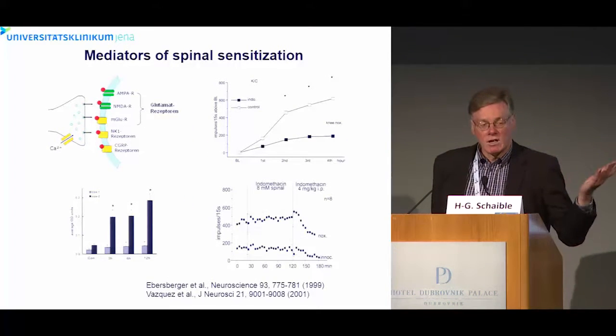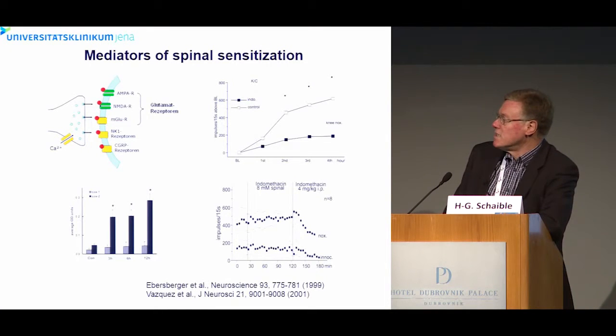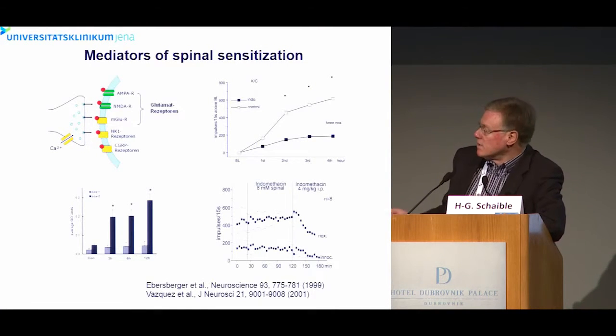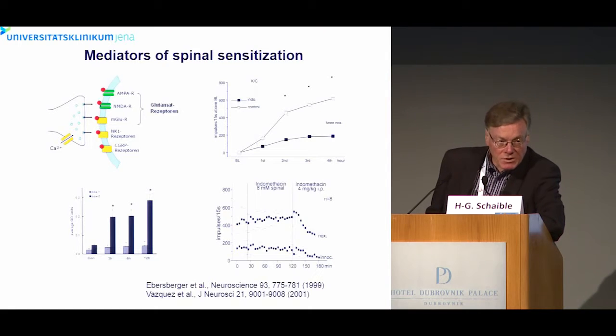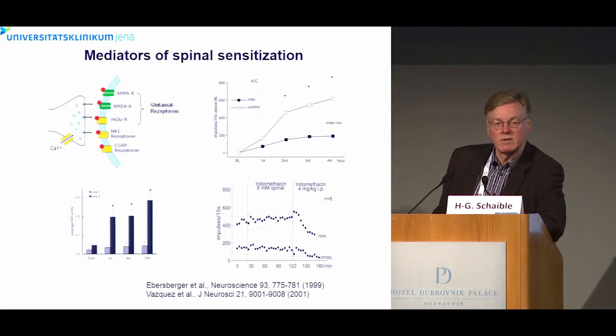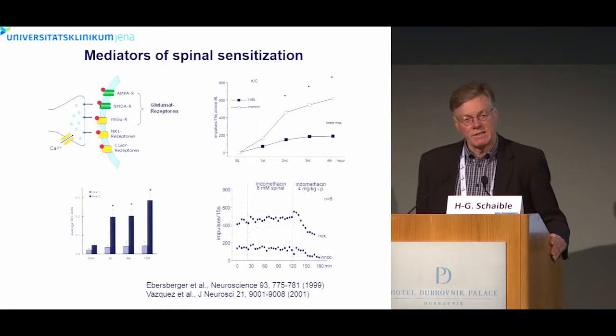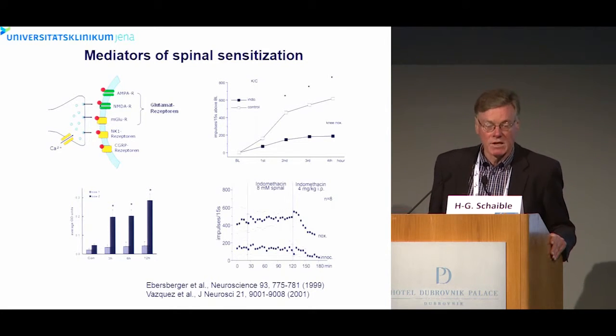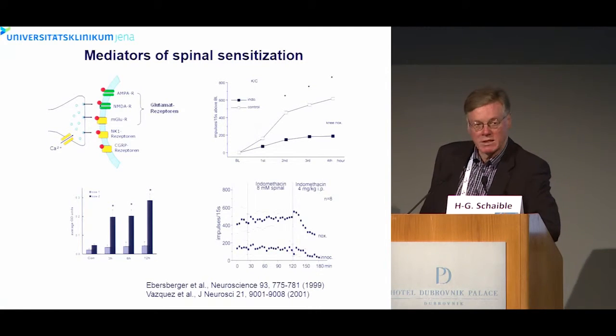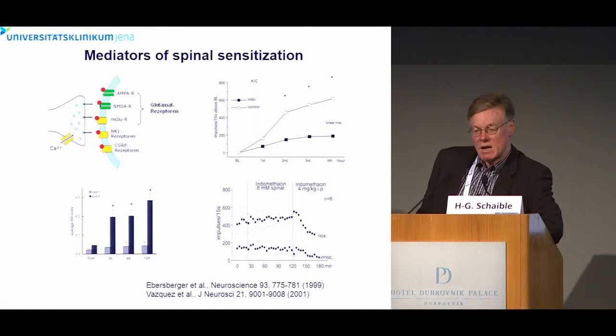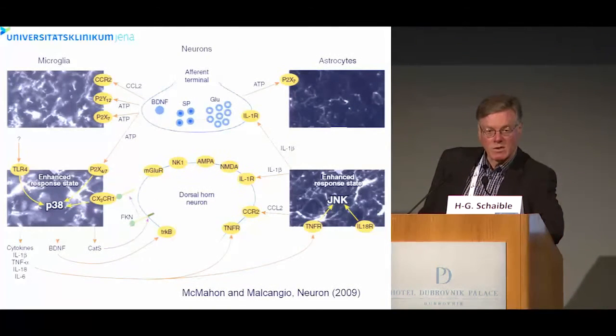Okay, how does it work? Again, I don't want to go into many details. NMDA receptors, glutamate is the main transmitter. NMDA receptors are important. We have also contribution of neuropeptides which are released, CGRP, substance P, and we have an upregulation of prostaglandins in the spinal cord within a few hours, so they also contribute. So it's really a multi-factor process. And more recently, there is some consideration how much glia activation plays a role.